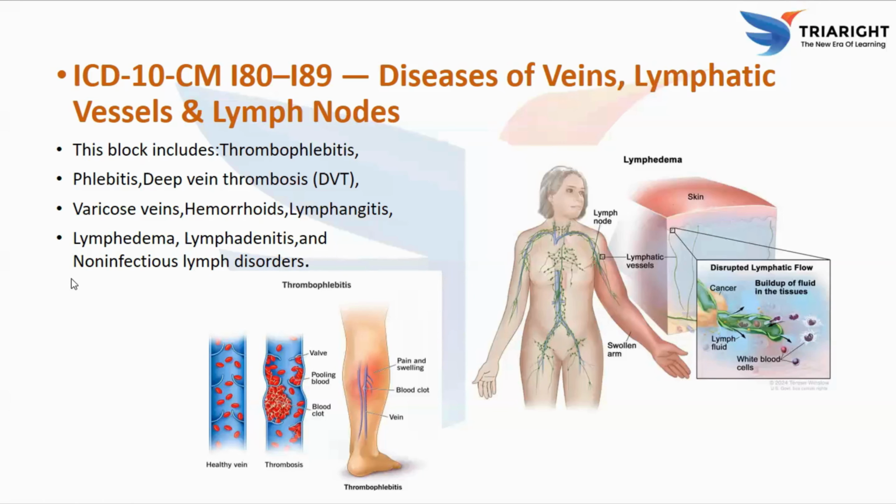You can also find another disease group named non-infectious lymph disorders. What do you mean by non-infectious lymph disorders? This type of disorder includes congenital lymph problems. They can also include lymphatic obstruction and also lipedema. Here you can clearly see the pictures of thrombophlebitis and also lymphedema. Now let's talk in detail about these code classifications.